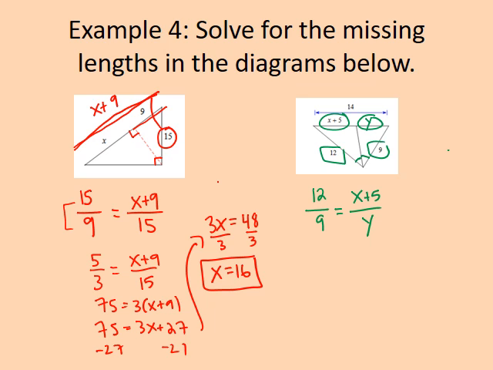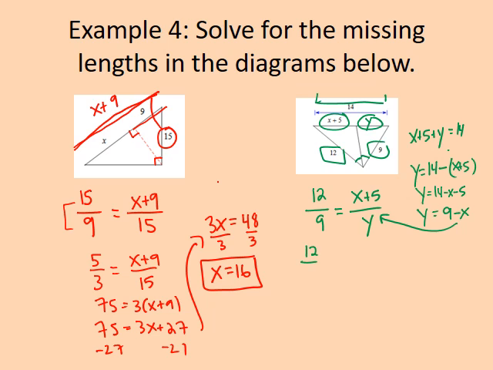Now we have two variables, so that's a little tricky. So let's figure out what y is. So we know that x plus 5 plus y equals 14, because 14 is the entire length of this side. So we can say y equals 14 minus x plus 5. So we'll keep simplifying. So we have y equals 14 minus x minus 5. So y equals, looks like 9 minus x. So we'll return over here and substitute in. So we have 12 divided by 9 equals x plus 5 over 9 minus x.